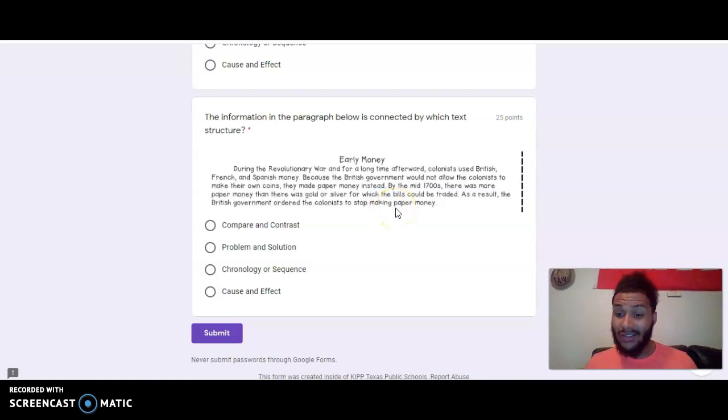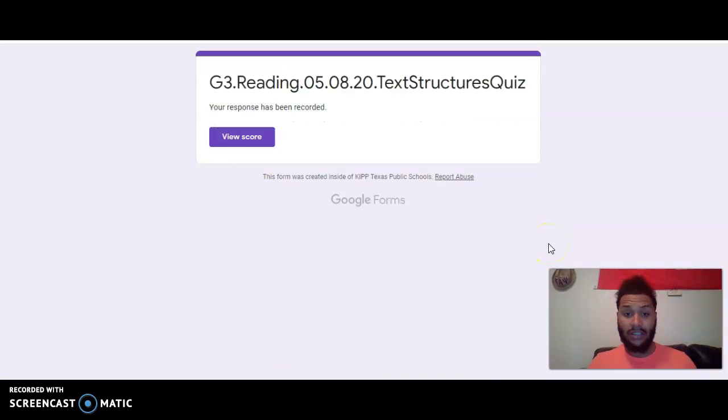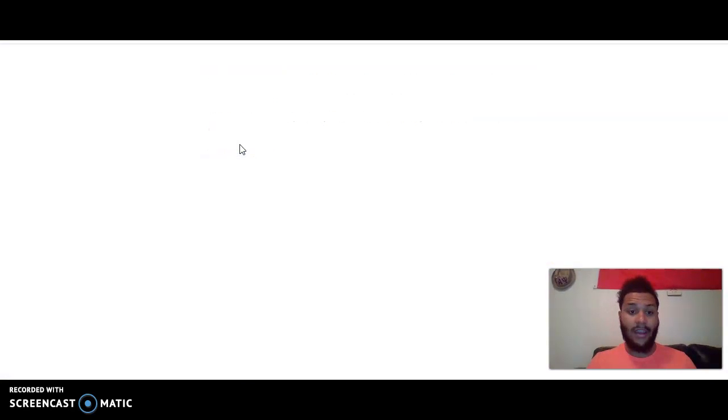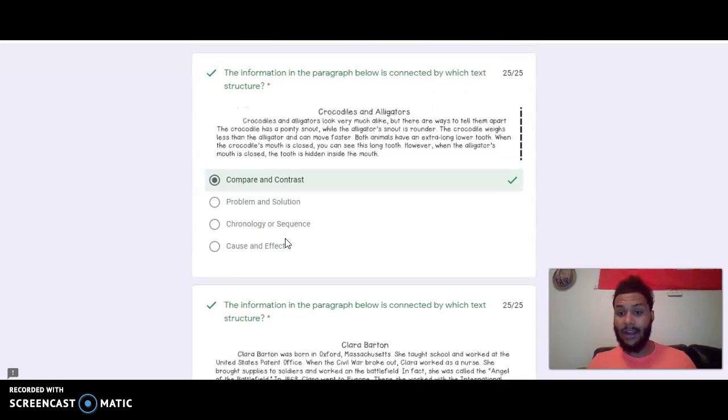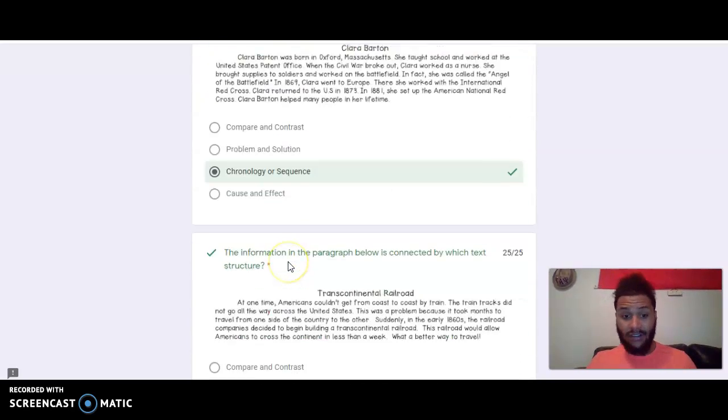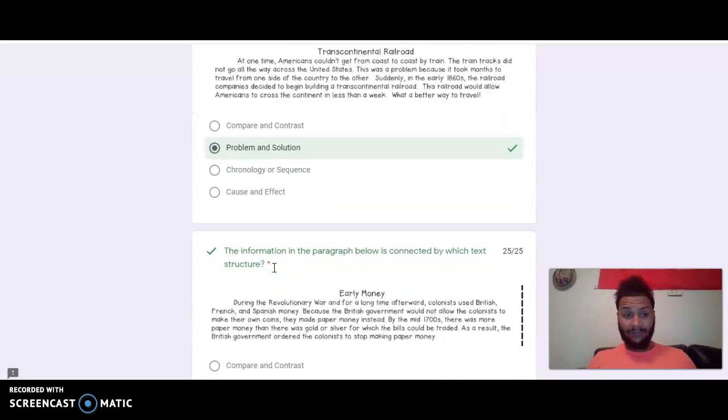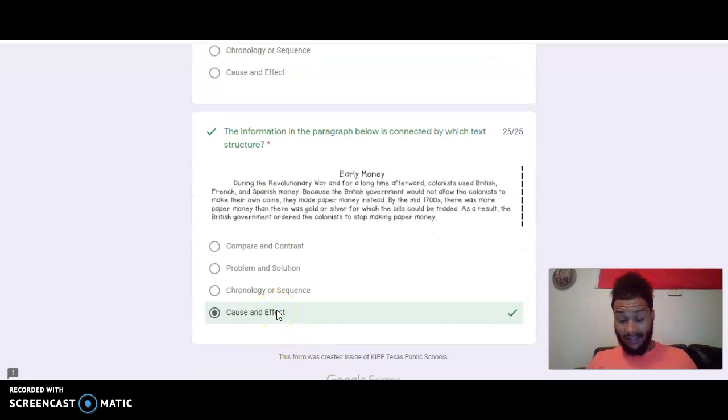If you remember from class, when we talk about "as a result," that means there's a cause and an effect. So if something happens as a result, that's almost always going to be a cause and effect relationship. Then I'm going to submit my work for reading and see what I got on my quiz and if I got those right. I can view my score right here, and it tells me I got 100 out of 100. So we got all of our answers right. It's first compare and contrast, then chronology, then problem and solution, and then cause and effect.